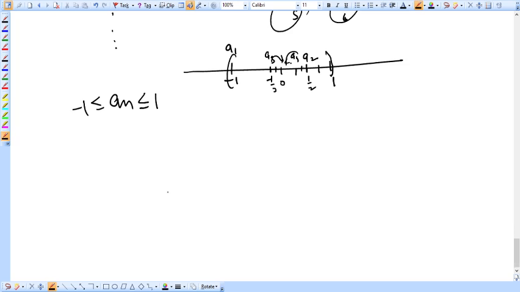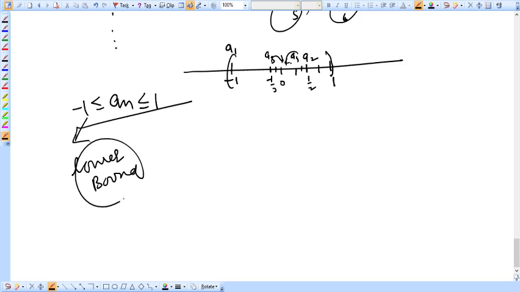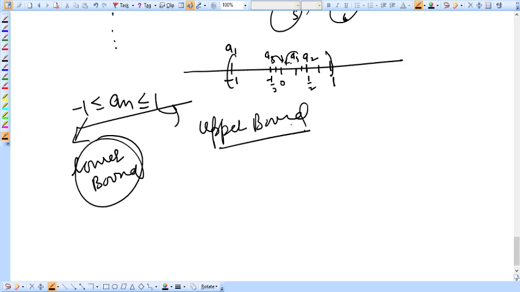Therefore you can say this sequence is a bounded sequence, and this is your lower bound, and this is your upper bound. So these are the two bounds of a sequence. I hope you get it. Now we are going to take some more problems to make it clear.